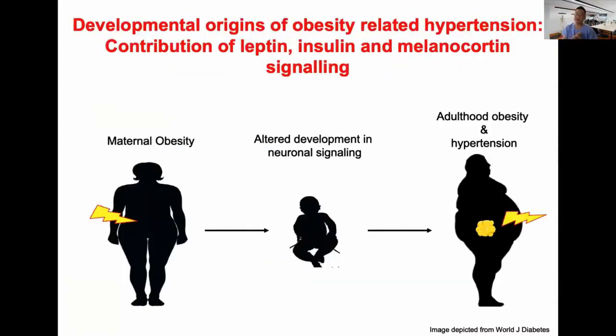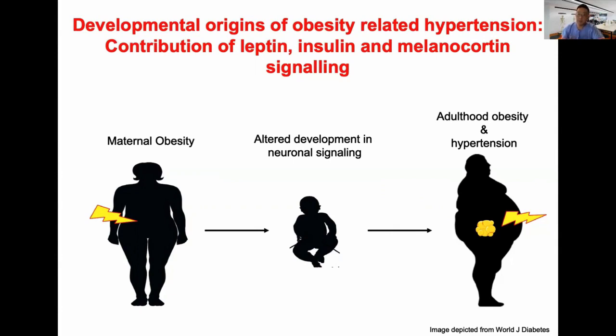Okay. Now, these interesting findings have led to my next project, where we have a strong interest in the programming effect of obesity and related hypertension. We're now focusing on the developmental origins of obesity-related hypertension. And we strongly think the leptin and insulin, as well as the melanocortin signaling pathway, is a strong contributor in the changes in this developmental programming of hypertension.